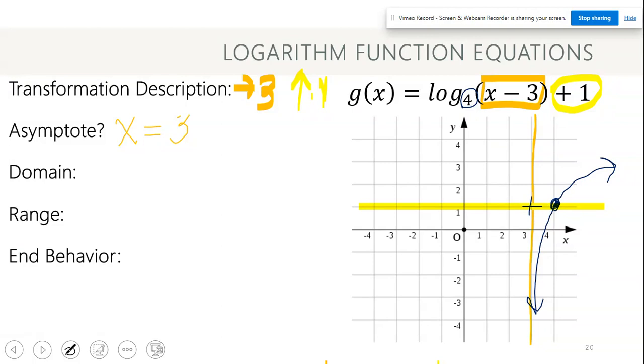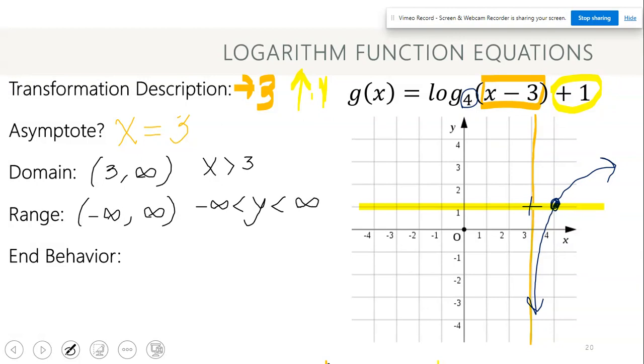And that affects our domain. The smallest x value we have is 3, and the biggest x value we have is infinity. The smallest y value we have is negative infinity, and the biggest y value we have is positive infinity. We can write this as inequalities if we want.